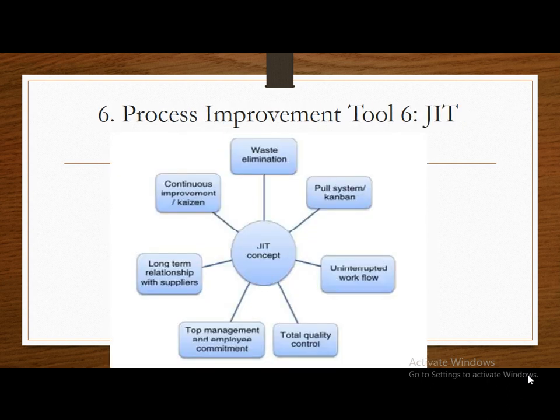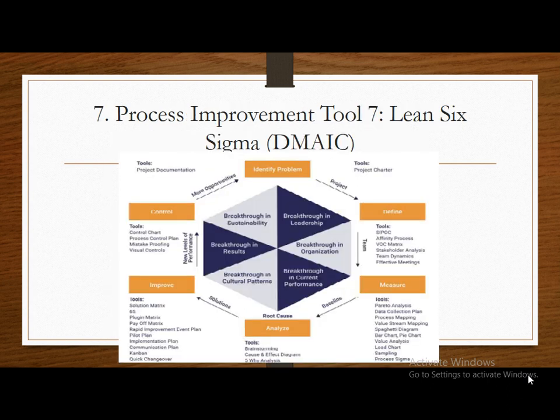Then it creates a long-term supplier-customer relationship. It forms a procuring viewpoint on purchase of smaller items. It enforces discipline among the employees. It categorizes value-added and non-value-added items in the shop floor events, and it guarantees the commitment from the top management for successful implementation. The seventh process improvement tool is Lean Six Sigma, that is DMAIC.